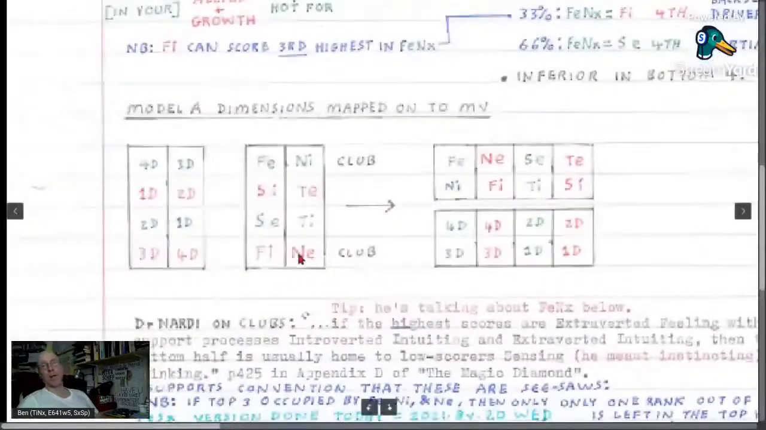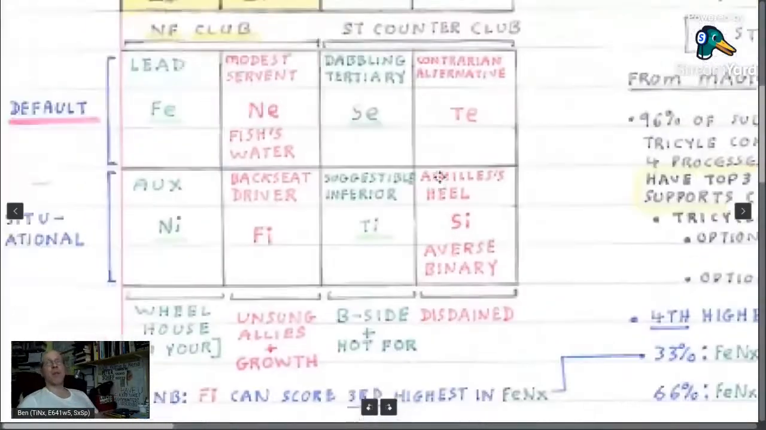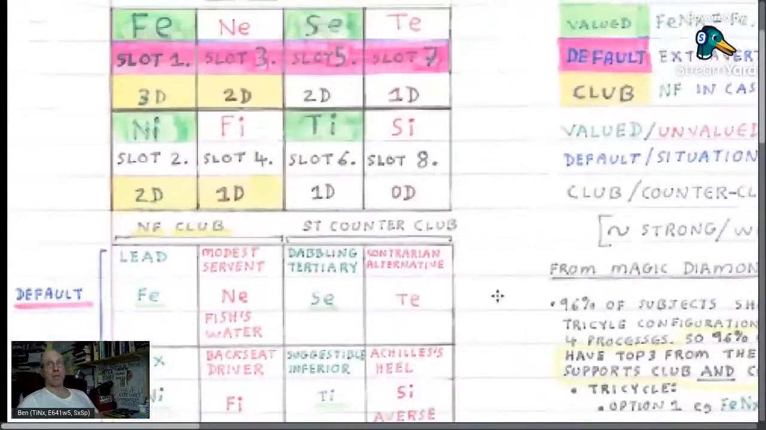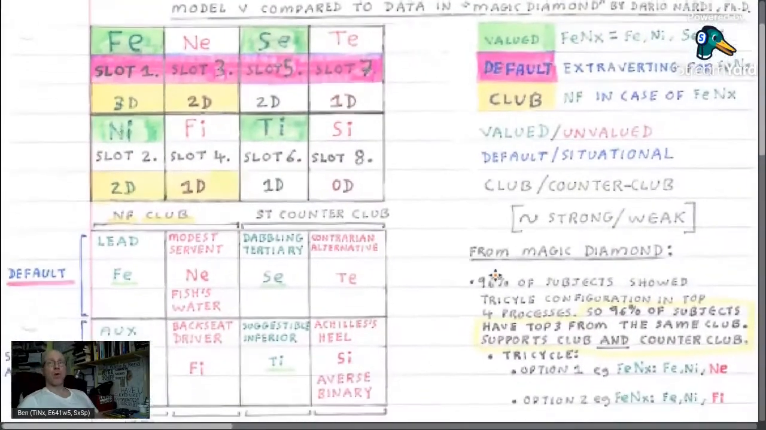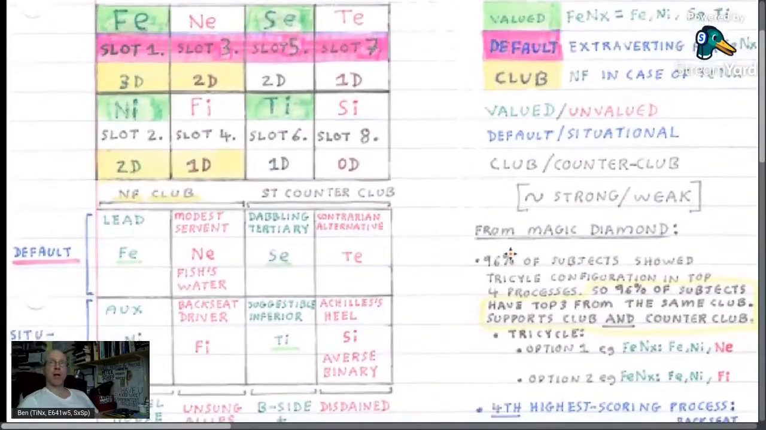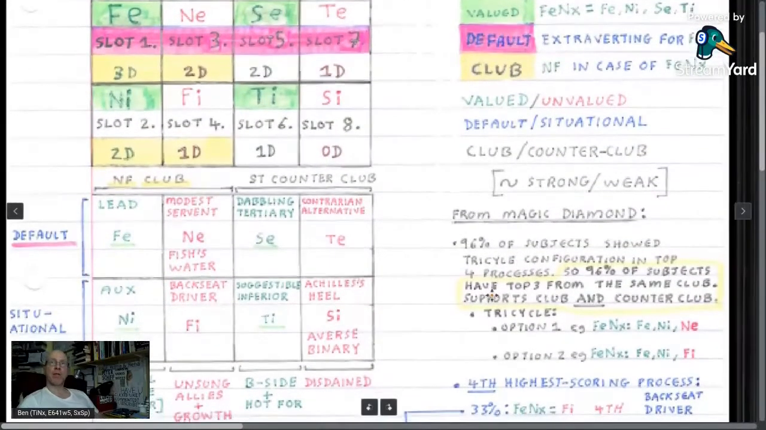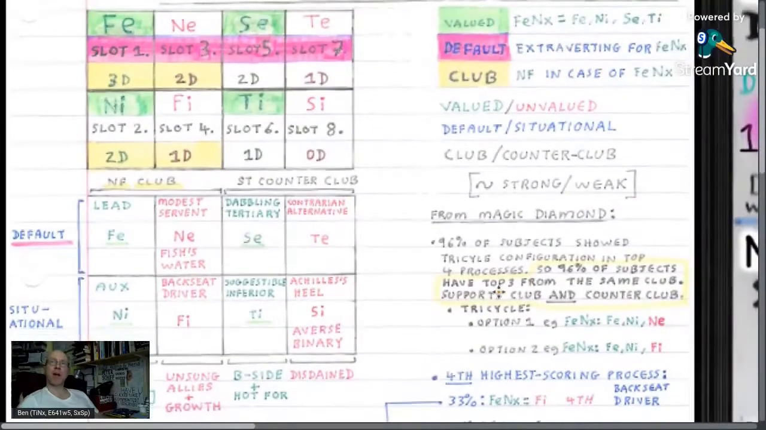Also, for the Socionics Model A people out there, if you overlay the dimensions onto my model, you get a pretty reasonable arrangement there. Top left is 4D, like that. Their dimensions, like my own dimensions, are different. And my own dimensions are based on what is important in my model in terms of what is actually verifiable.